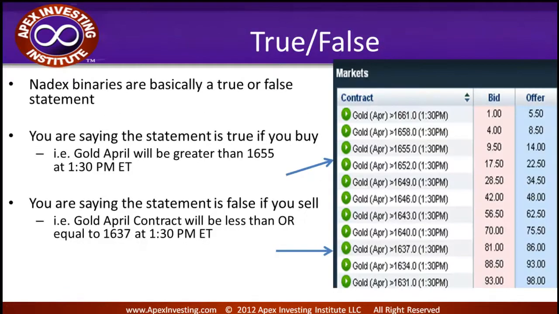Nadex binaries are basically a true or false statement. You're saying the statement is true if you buy, such as if you buy the gold April contract that says it will be greater than $16.55 at 1:30 p.m. Eastern Time. Now, if you sell, you're saying the statement is false. So you're saying the gold April contract will be less than or equal to $16.37 at 1:30 p.m. Eastern Time.